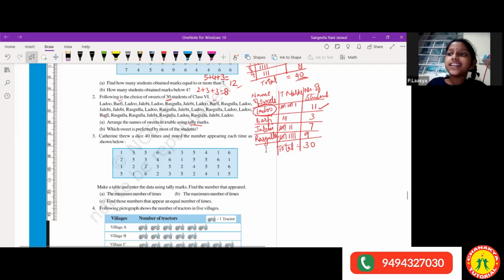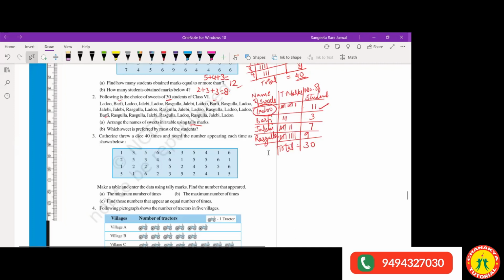In Andhra, laddu is famous. Okay, Tirupati laddu. Great. Such a big laddu you get. Ma'am, it's my favorite.